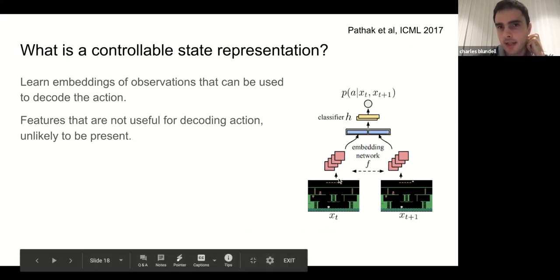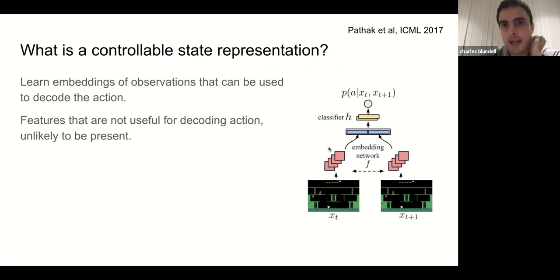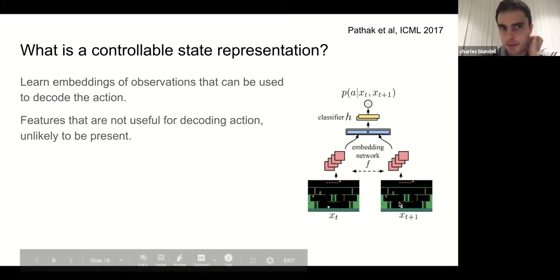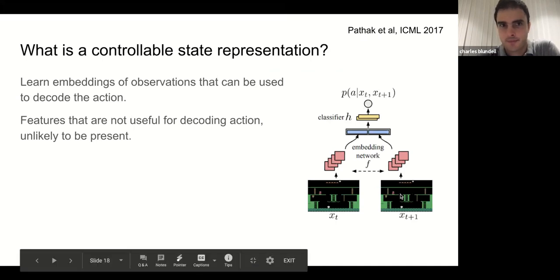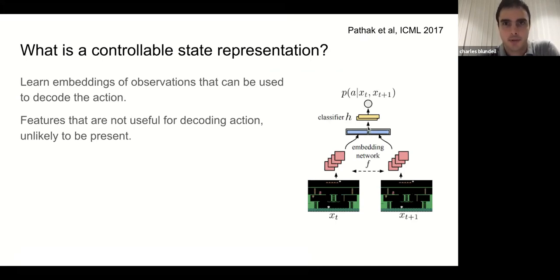Again, you take your original observation and the observation that came afterwards, and you put it through a Siamese network. From the embeddings of this Siamese network, you classify what action mapped between these two states. So the idea is that the representation you end up with, say on the left-hand side, the state xt, contains mostly information about the action for the next state. That's what's going to tell you what's controllable.